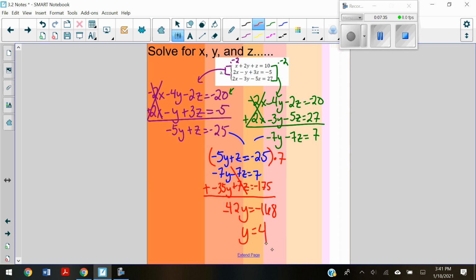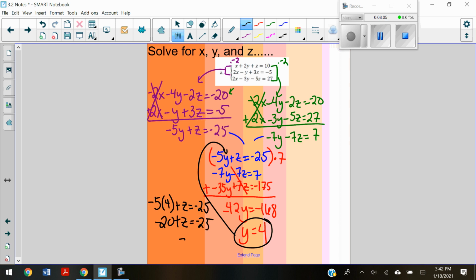Now I have my y equals 4. So I'm going to plug that back into either one of the blue equations to determine my z. And I'm going to pick putting it into the top one because z is by itself already. So negative 5 times 4 plus z equals negative 25. So I get negative 20 plus z equals negative 25. So my z has to equal negative 5 then.